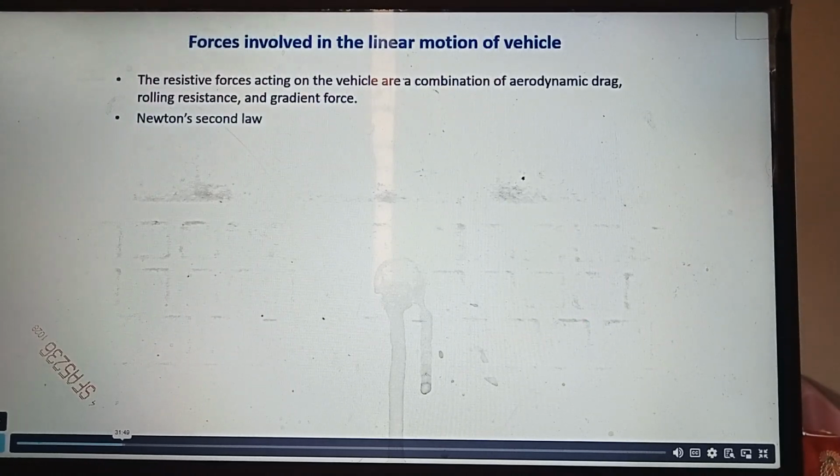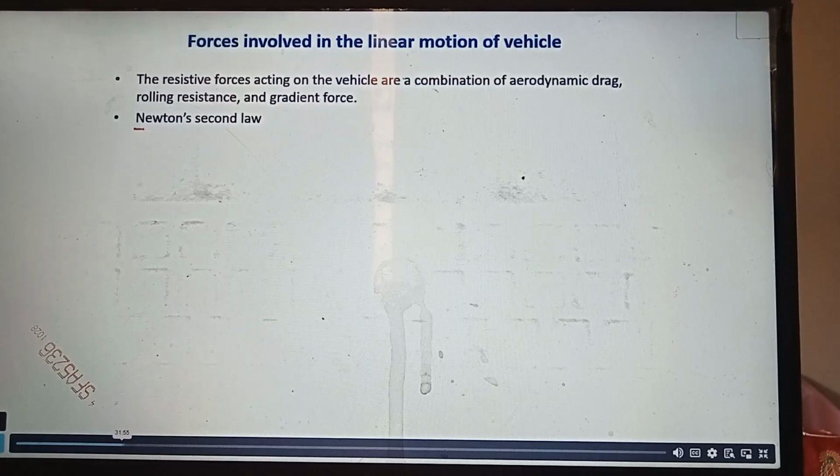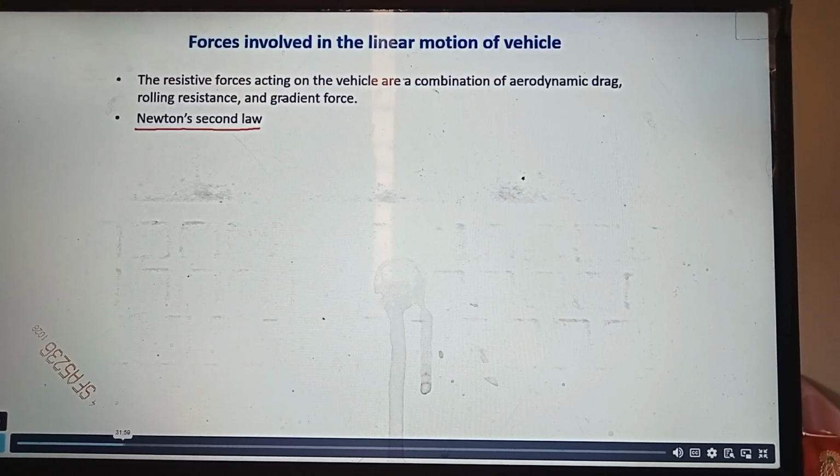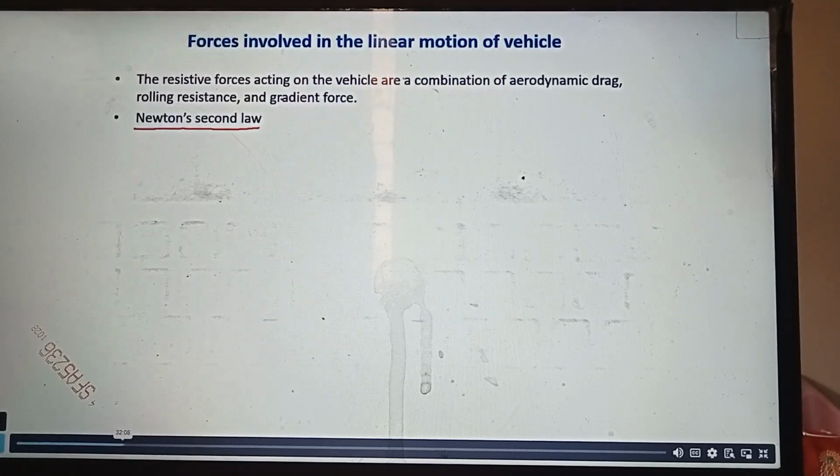So first, to understand the overall things, we also have to understand Newton's second law. There are two important things. Some of the forces are opposing the vehicle motion, and some forces are supporting the vehicle motion. For example, the motor tries to drive the vehicle motion, but then those three resistive forces are trying to oppose it. Okay.